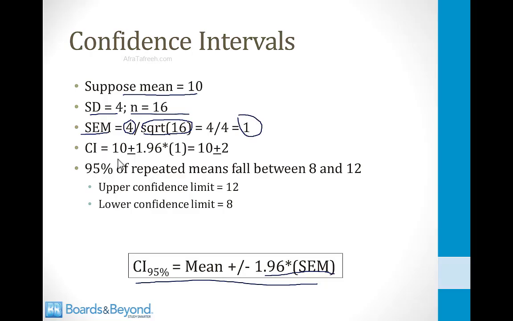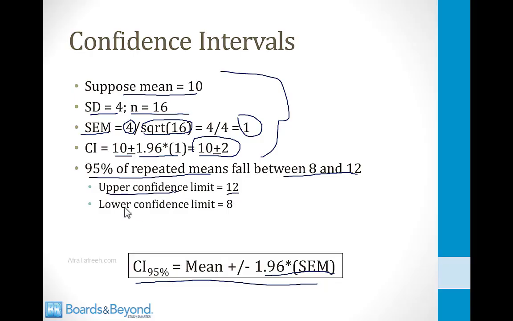This means our confidence interval is 10 plus or minus 1.96 times 1, and 1.96 times 1 is basically 2, so our confidence intervals are 10 plus or minus 2. So what we are saying is that we believe, based on this data set here, that 95% of repeated means would fall between 8 and 12. That's 10 plus or minus 2. And sometimes this is stated as the upper confidence limit being 12 and the lower confidence limit being 8.